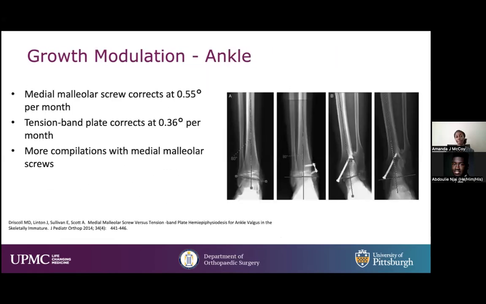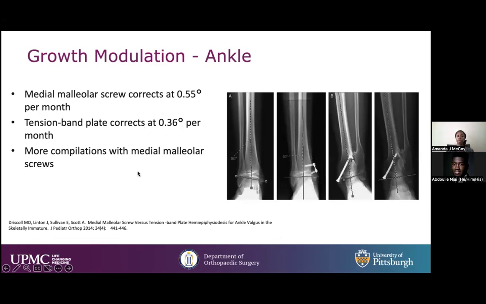When it comes to the ankle, you usually have two options for guided growth for ankle valgus, and generally you're using it for ankle valgus that's associated with either multiple hereditary enchondromas or another deformity. If you use a medial malleolar screw, which is a screw that starts at the medial malleolus and crosses the growth plate, it corrects much faster, at 0.55 degrees per month. Or you can use a tension band plate, which corrects a bit slower at 0.36 degrees per month.